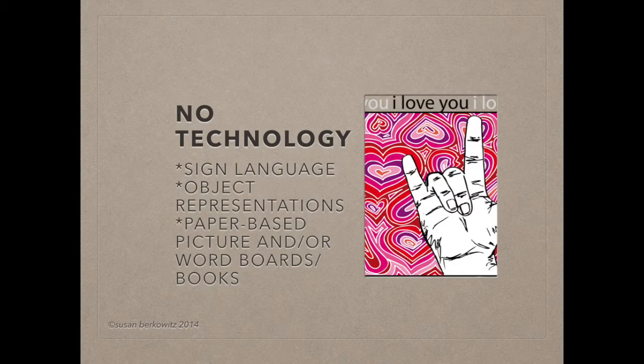No technology augmentative communication includes sign language, which has been around for centuries but was not officially accepted as a language until the 1960s and 70s. No technology systems also include object representations, which can become very difficult to create and manage once you need to find a way to express something that is abstract, and paper-based communication books and boards, which typically have either picture symbols or text on them.